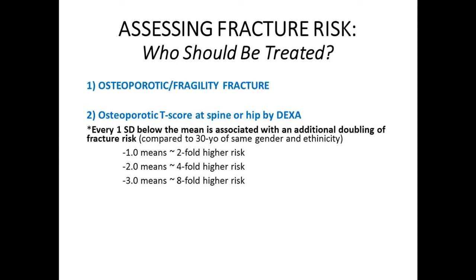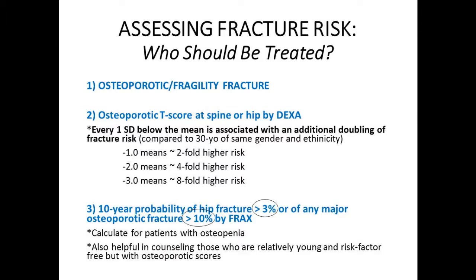It's hard to give people numbers that mean something, but this is one attempt at doing so. And then the third group of folks who should be treated is folks who have a 10-year probability of having a hip fracture that's over 3%. So our threshold's really low. You know, we don't want people to have hip fractures. This is based on cost-effectiveness data. You can argue the threshold, but that's what we have.